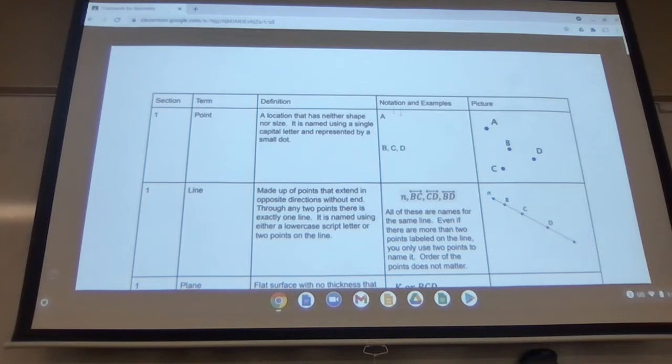So here's the examples for the notation. This would be right here. This is read as point A. Points B, C, and D. All of these little things out here are points. So there's really not a symbol that goes with a point.